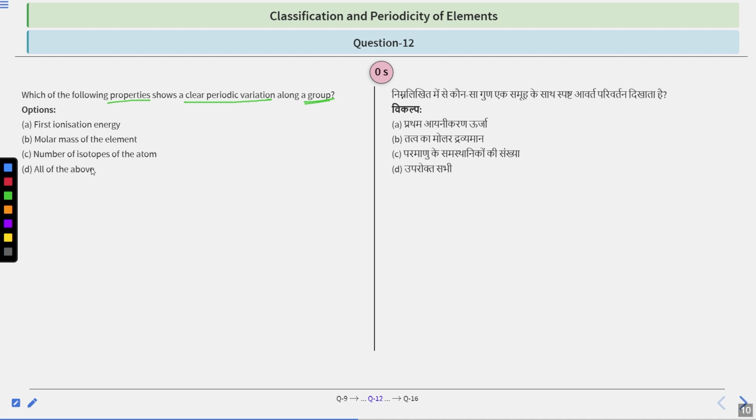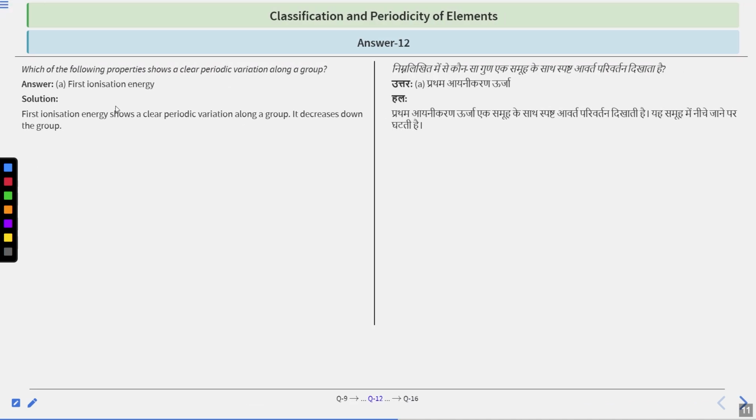Okay, let's see. The correct answer is option A, that is first ionization energy. First ionization energy shows a clear periodic variation along a group. If you see in a group from top to bottom, it decreases down the group.